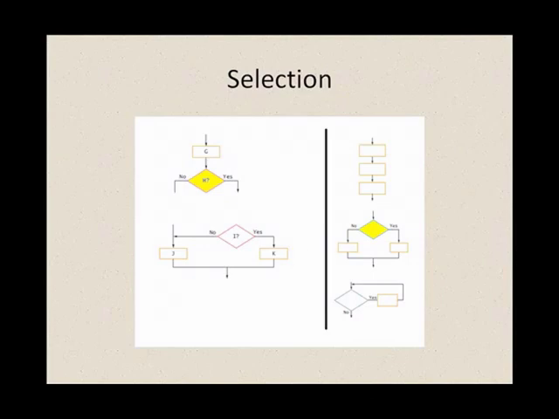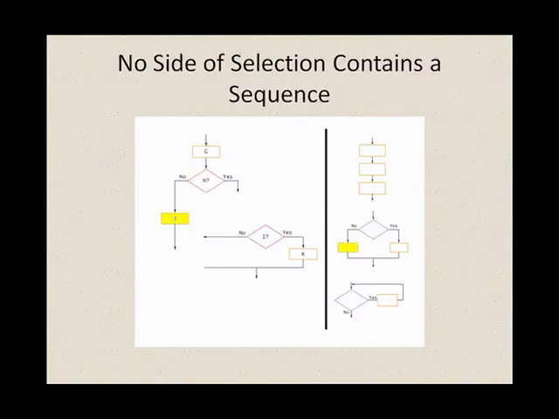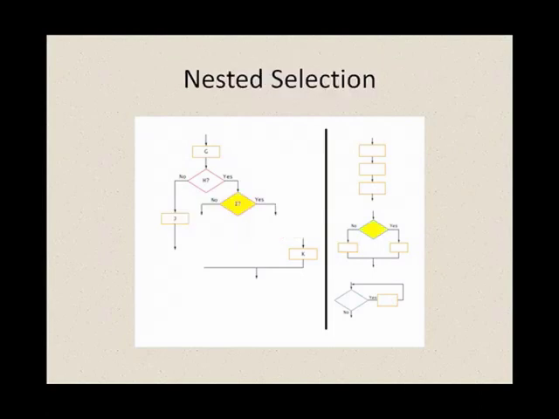When H is no, J executes, and that's fine. That's half of a selection. When H is yes, another question executes. Question I. That's fine. You can have a selection structure nested inside a selection structure. So selection I is going to be nested inside selection H.